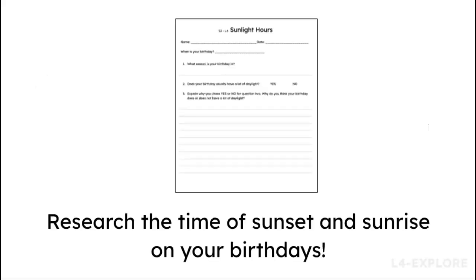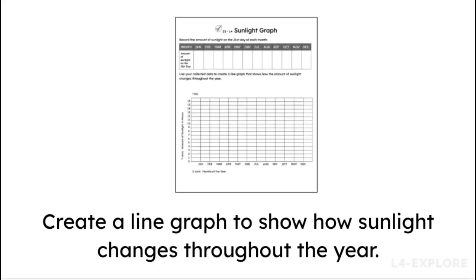You'll allow students to work in small groups and research the time of sunset and sunrise on each of their birthdays on a provided website. They'll continue to answer questions on the Sunlight Hours student journal page. You'll then have students access the duration of daylight and darkness tables from timeanddate.com.